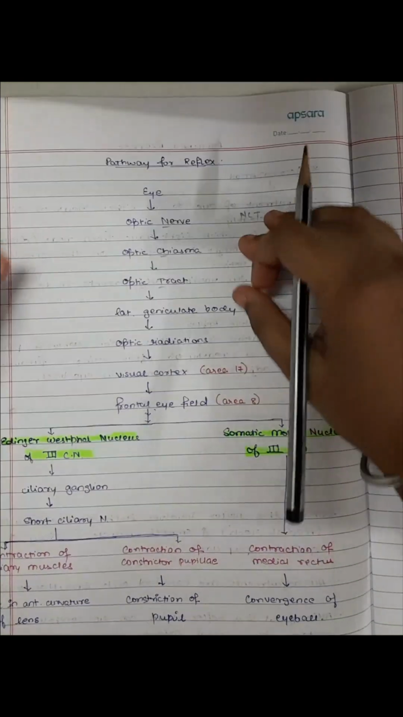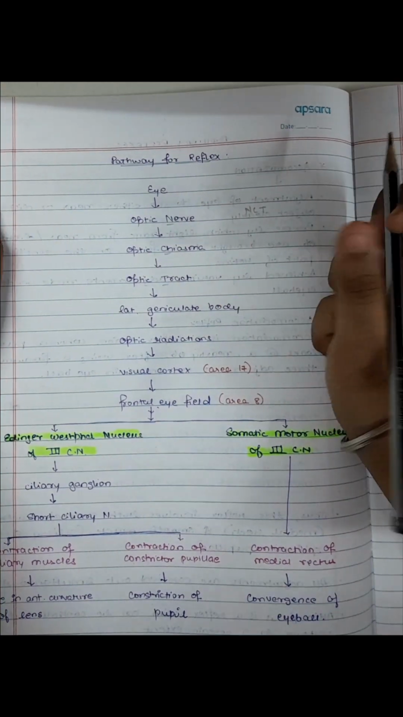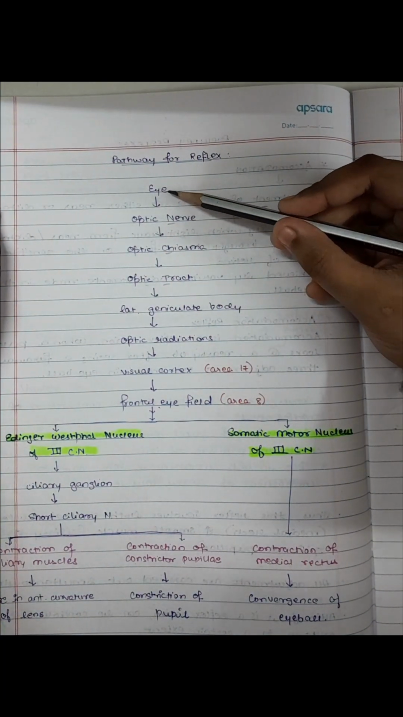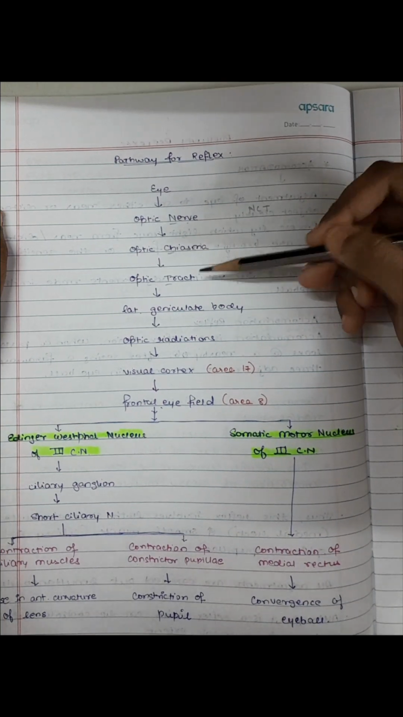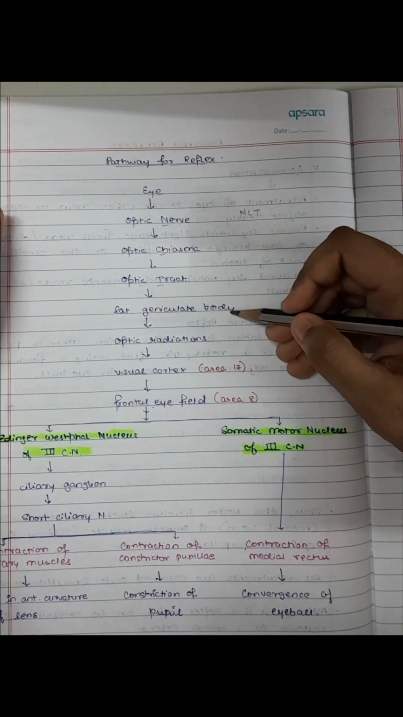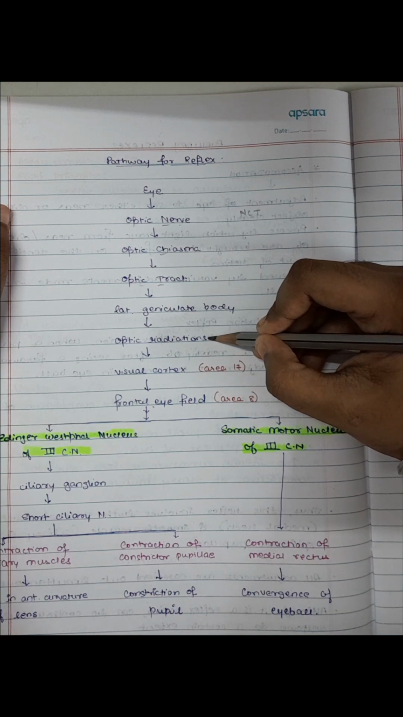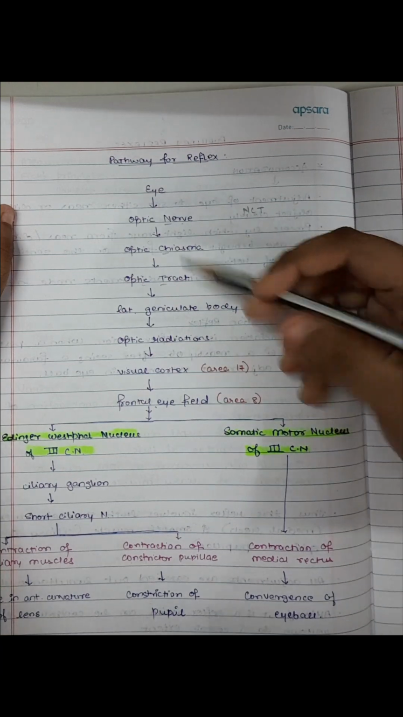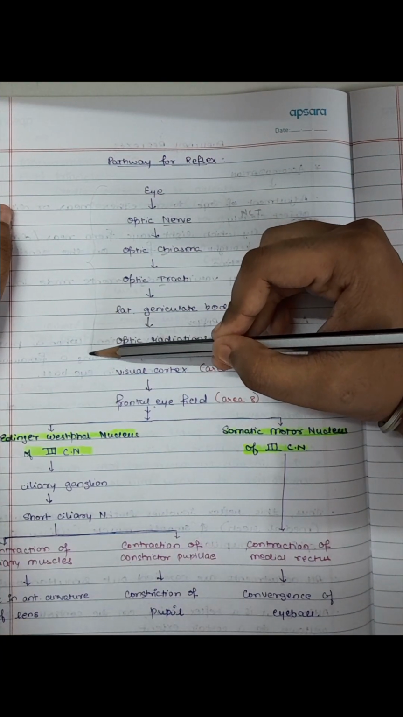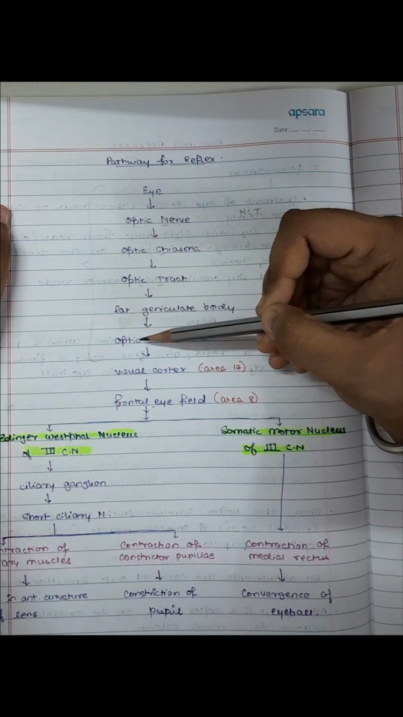Moving on, this is the main part of the topic. This is the pathway for the reflex. So here, this is pretty much something you will have to learn. From the eye, the reflex travels to the optic nerve, to the optic chiasma next, then to the optic tract, then to the lateral geniculate body, then it diverges into optic radiations, then goes to the visual cortex, then to the frontal eye field.